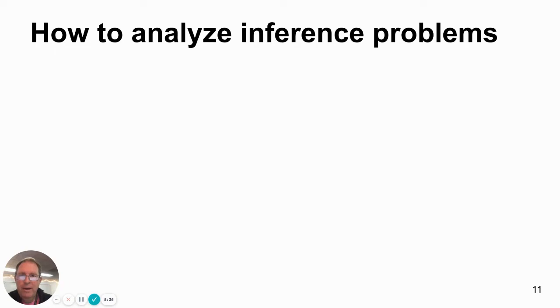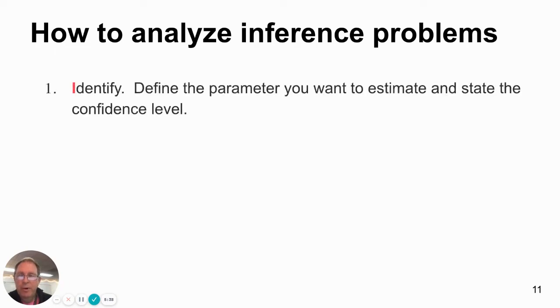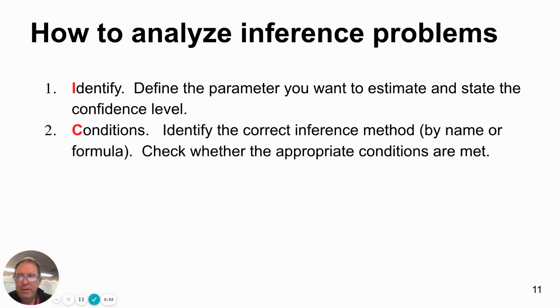Now, how are we going to analyze the inference problems? We're going to use the same four-step process that we talked about before. The first part is the identify section. Here I want you to define the parameter that you want to estimate and state the confidence level. Then you're going to check the conditions. It's not enough to just name the conditions or put a check mark in front of them. You actually have to use the facts of the problem to show that the conditions have been met. Also, I want you to identify the correct inference method by name or formula.